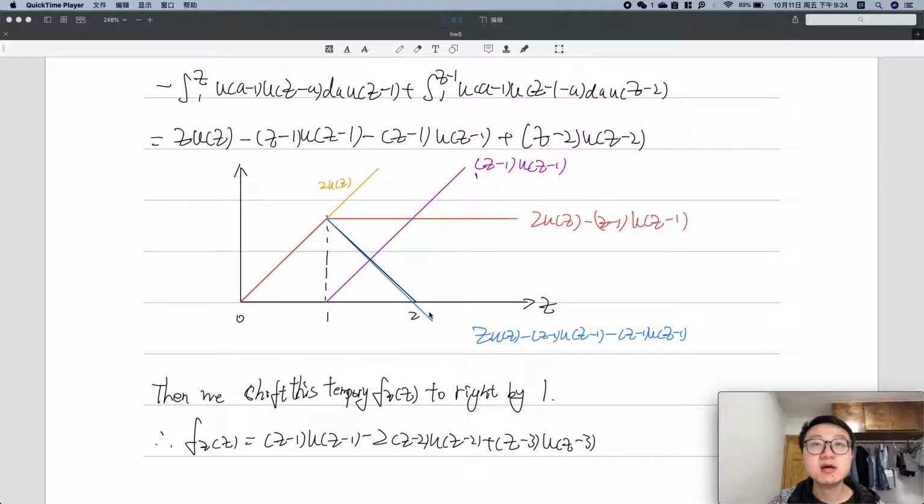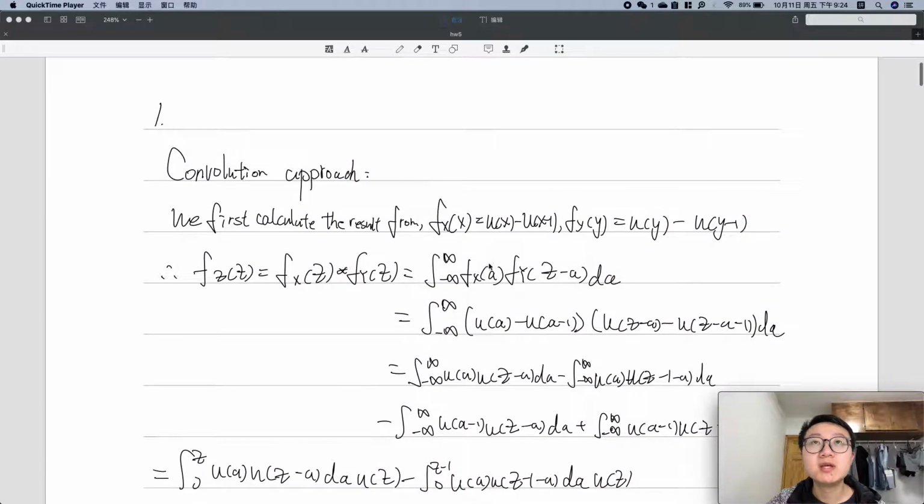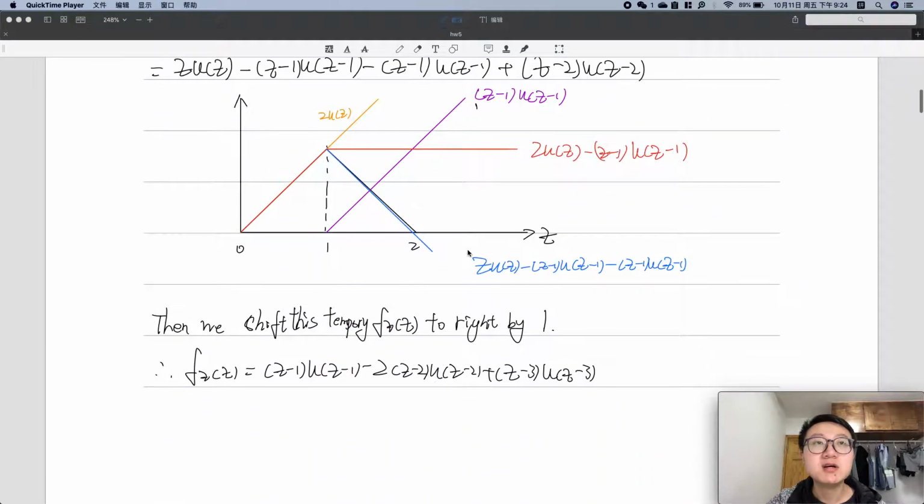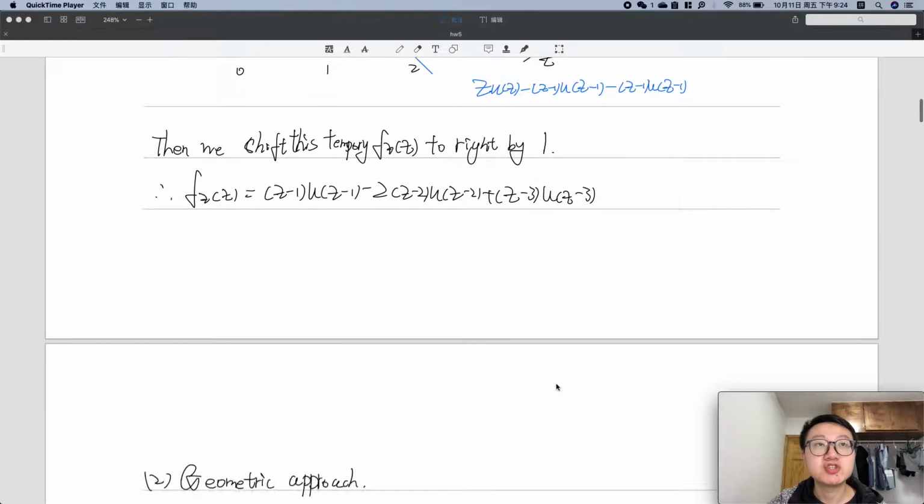Just as I said before, because we use this formula, the next thing we need to do is shift this result to the right by 1, and we can get the probability density function of Z like this one. The last part is to do this change of function, and that's the first part of the question.